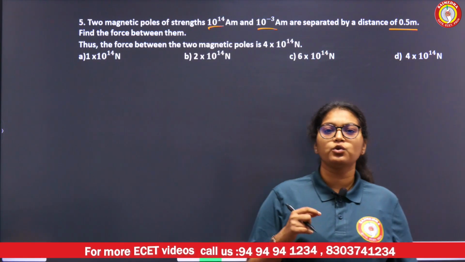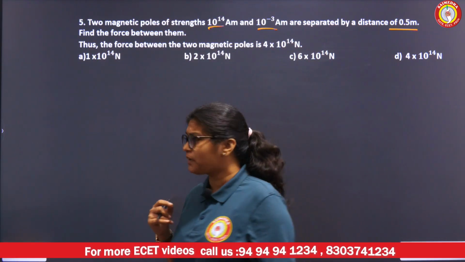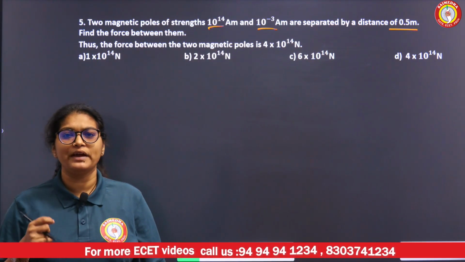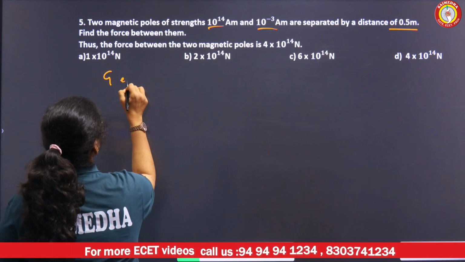So to solve this problem you have to know the formula for Coulomb's law. So what is the formula for Coulomb's law? F is equal to mu naught by 4 pi into m1 m2 by d square. So first, before that, let's write the given data.